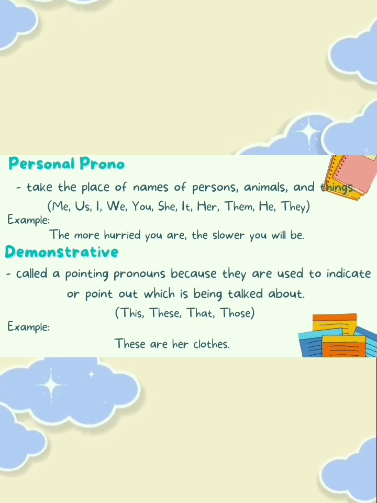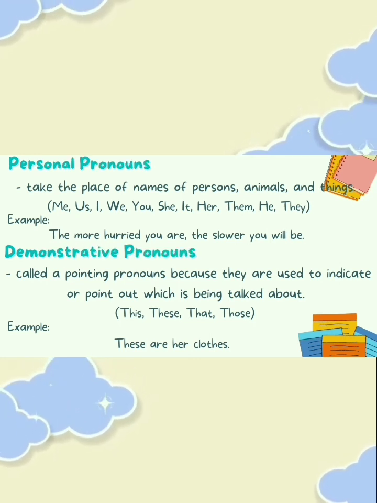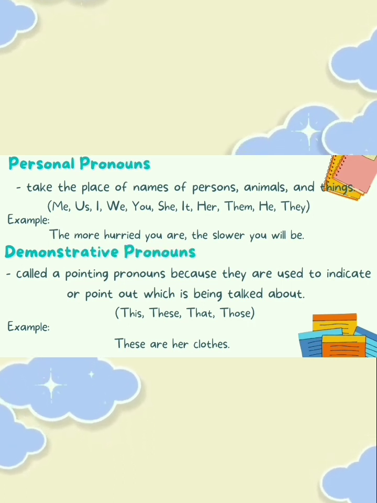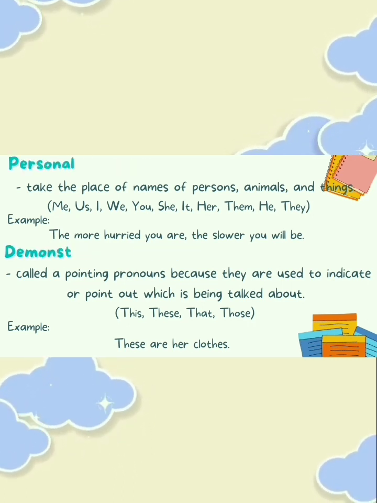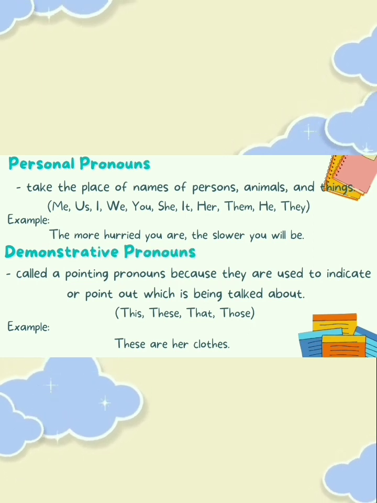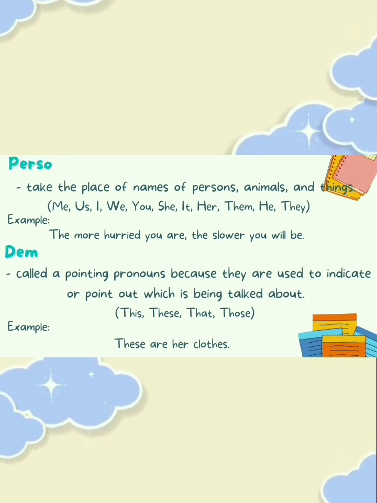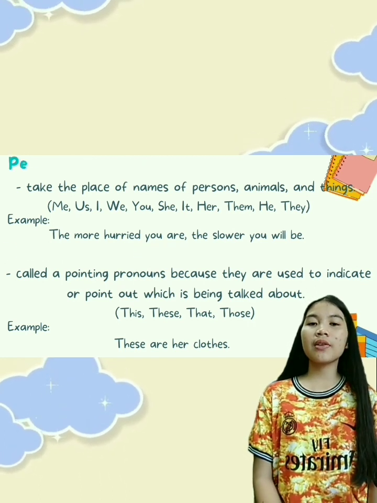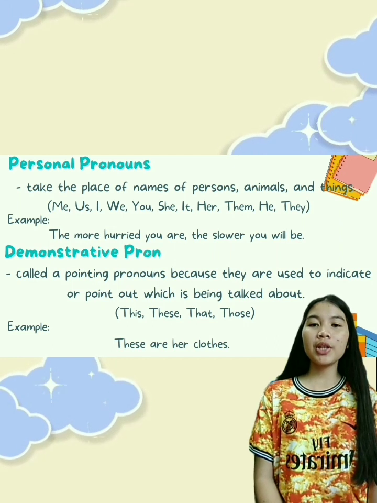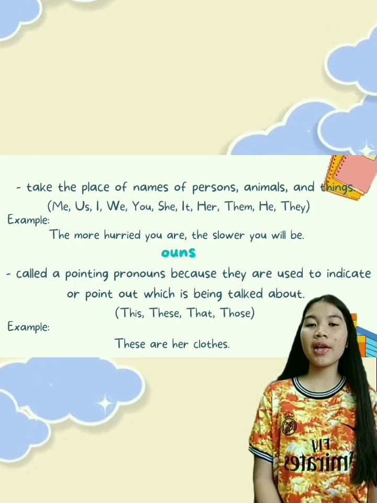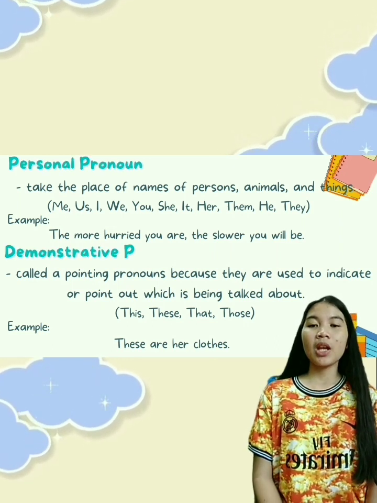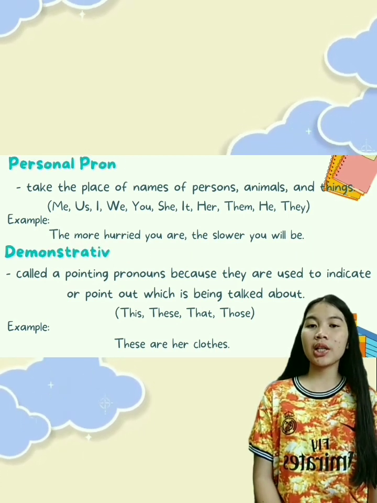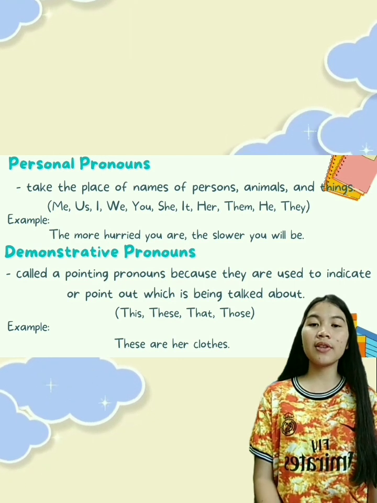Demonstrative pronouns are called pointing pronouns because they are used to indicate or point out which is being talked about. These are this, these, that, and those. For example, these are her clothes. When we say personal pronouns, these are the words that refer to yourself, the person you are addressing, or other people or things. When we say demonstrative pronouns, it gives information about the relative closeness of the things they refer to.